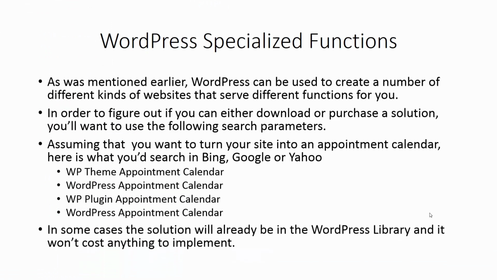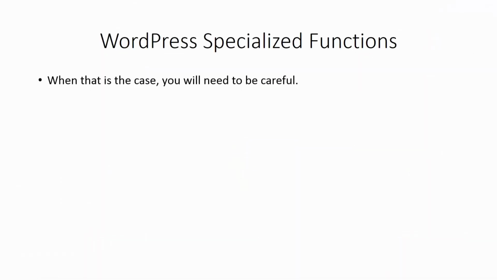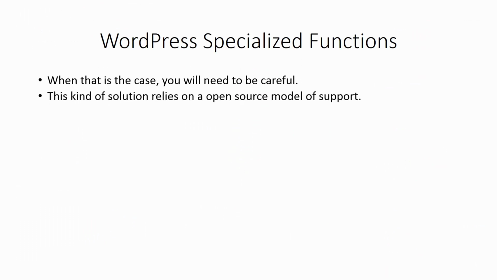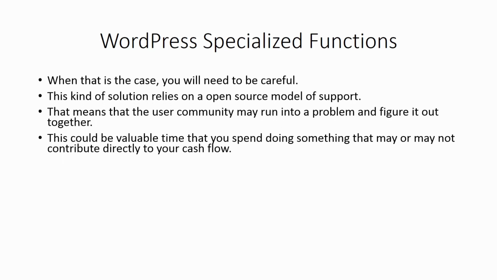Now, in some cases, the solution will already be in the WordPress library and won't cost anything to implement it. And you'll see this may be the case if you go searching for something like a plugin. Now, when that is the case, you are going to need to be careful. This kind of solution relies on an open source model of support. That means that the user community may run into a problem and figure it out together.